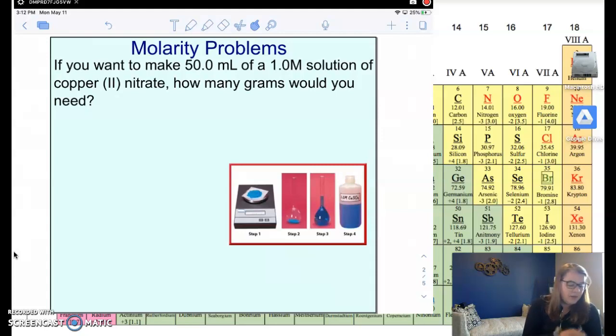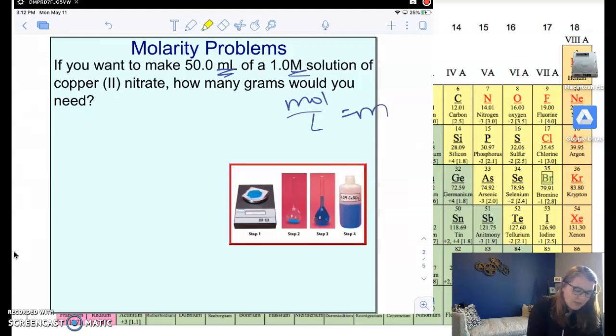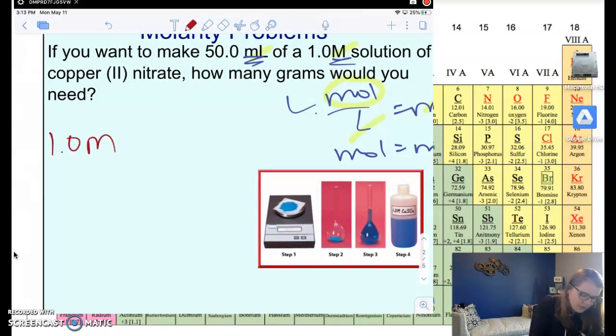First, I would have done the math. I've got 50 milliliters and a molarity, and my equation is moles per liter equals molarity. If I've got milliliters and molarity, I can convert the milliliters to liters, and then solve for moles. So by rearranging this, I get moles equals molarity times liters. I'm going to take my molarity, which is 1.0, and multiply that by the liters. Remember, you can't use milliliters. This has to be in liters. So I'm going to divide this by 1,000.